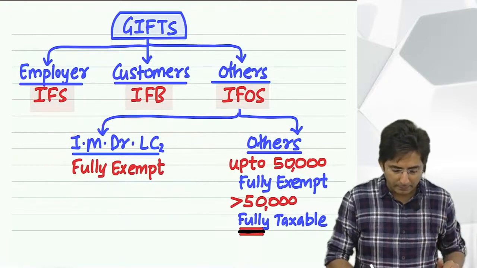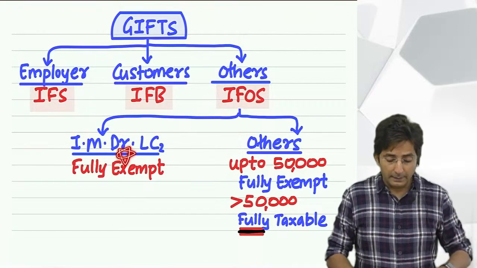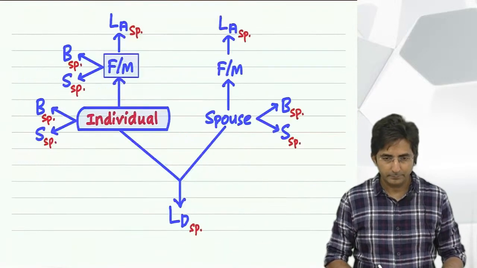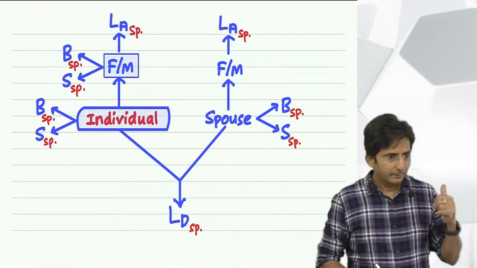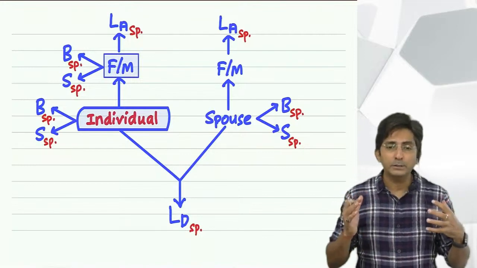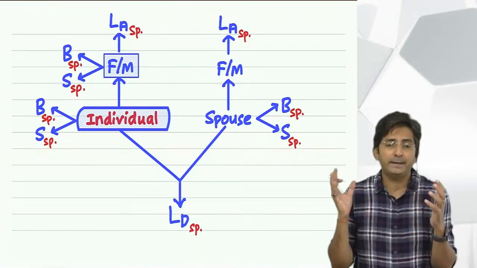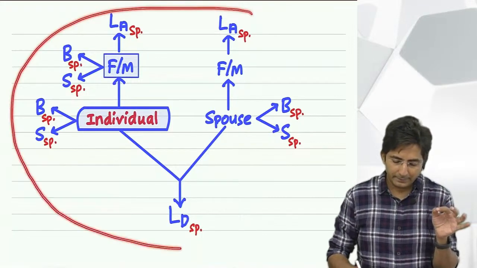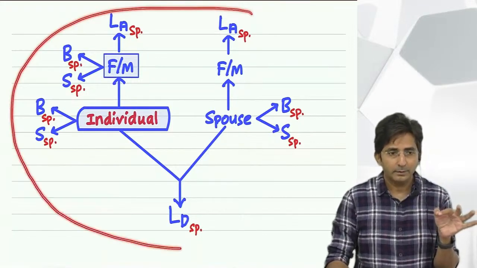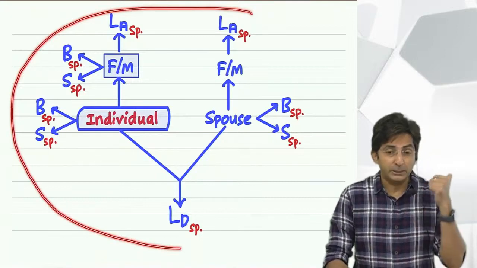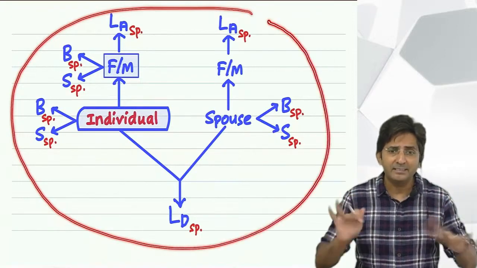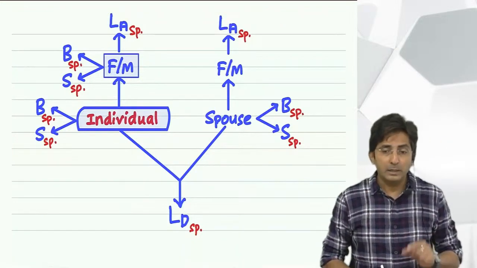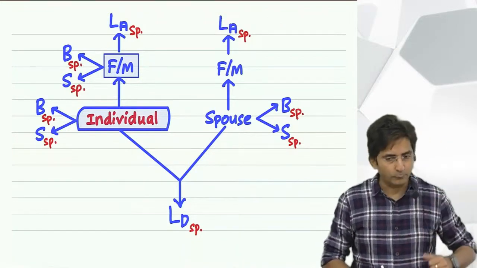Wait, here what was R? Relatives. Now, relatives means what? See, there is a tree over here. Can you see one tree? Yes. This is a family tree. Anyone who is sitting in this tree is your relative. And if you get a gift from these people, it will be tax free. So relative means what? Now can you guess the full form of what I have written?